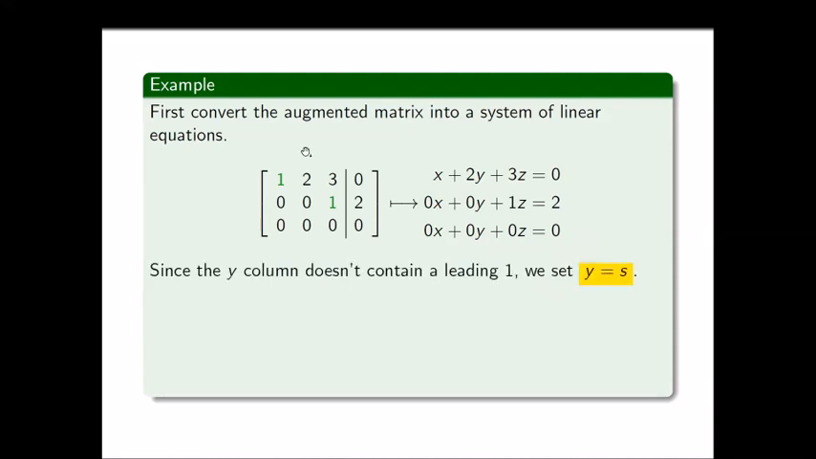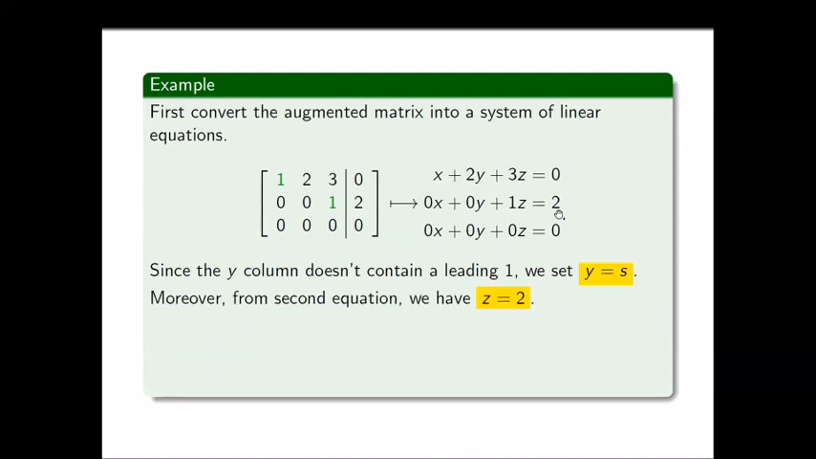The column corresponding to y, that is the second column, doesn't have a leading one. So by our algorithm on the previous page, we set y equal to s, where s is my parameter. Once y is s, and because from the second equation I know that z is equal to 2, we get that x is -2s minus 6. I just plugged in the values of z and y as 2 and s respectively, and then I solved for x in this first equation.